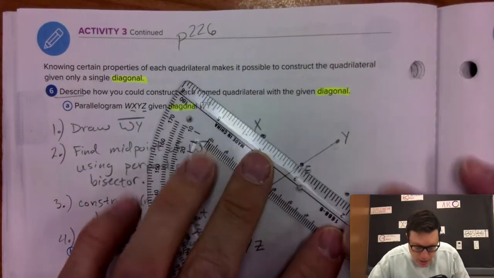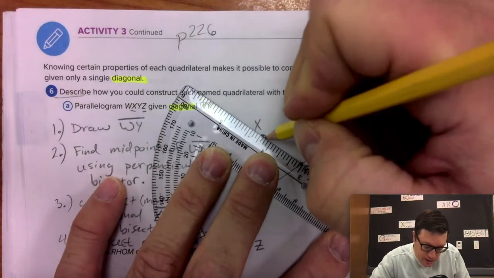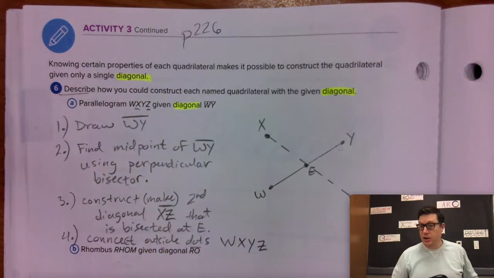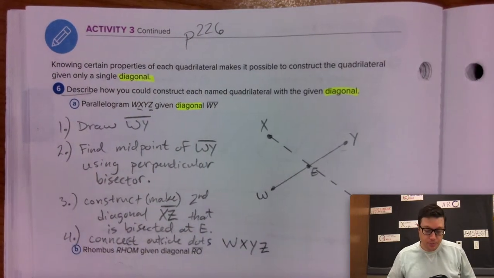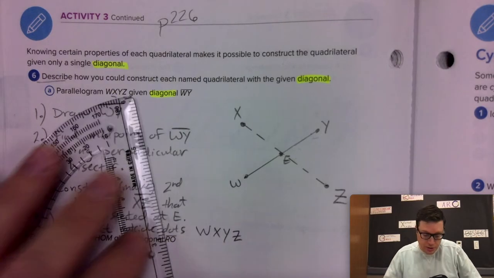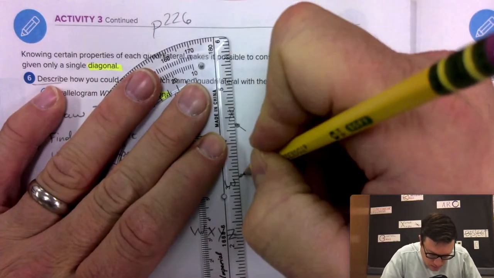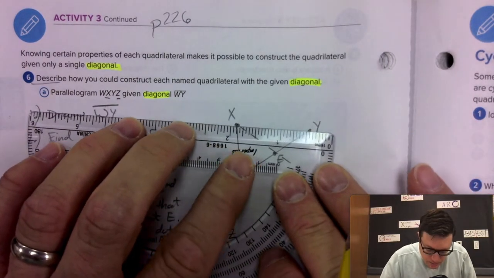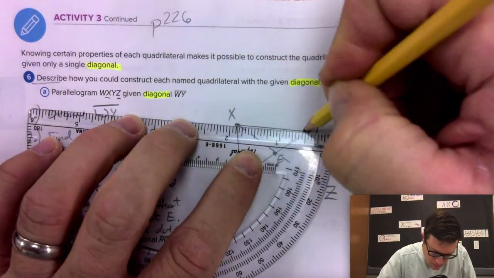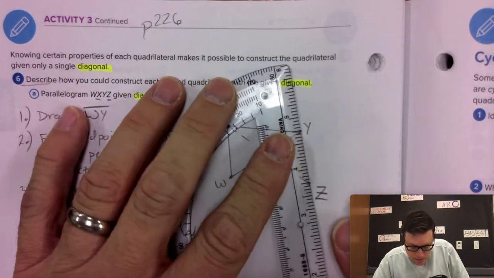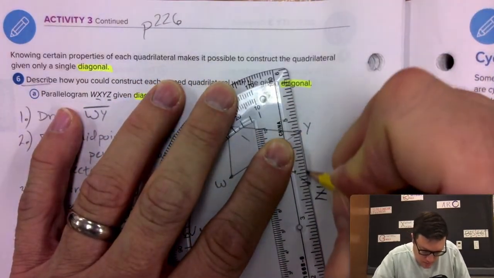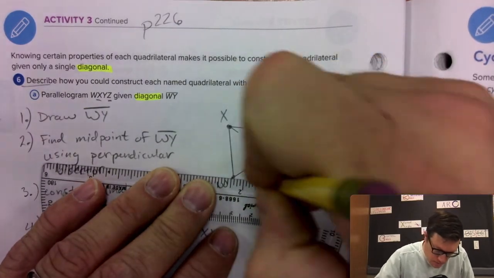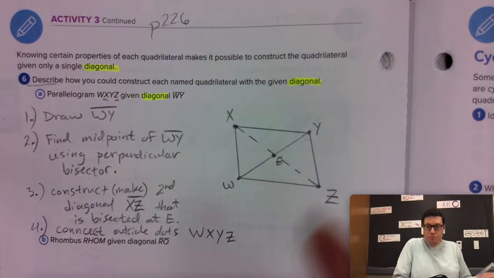Here's my other diagonal. I think my choice in this moment is to use dashed lines because diagonals shouldn't be solid around the shape. And then actually connect the corners, all right? WX, XY, YZ, and ZW. All right, there it is, parallelogram.